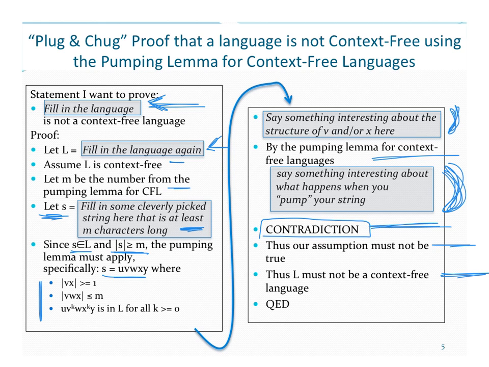So this is our outline of a pumping lemma proof. It's not a pumping lemma proof. It is a proof that a particular language is not context-free, and it uses the pumping lemma for context-free languages, right? So now let's look at an example of me using this outline.